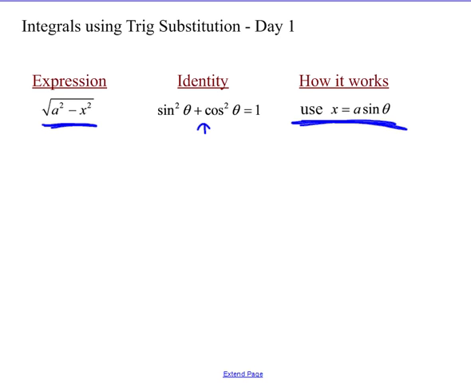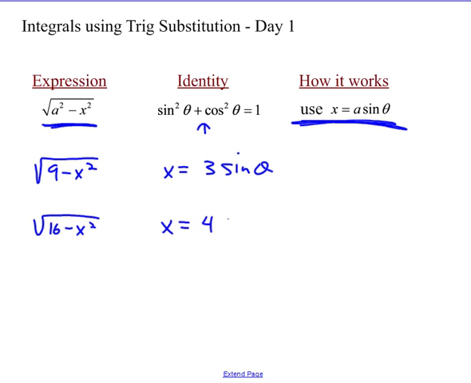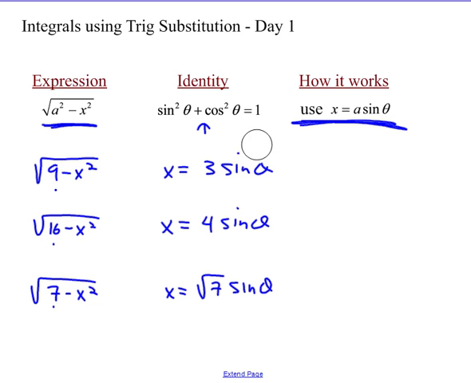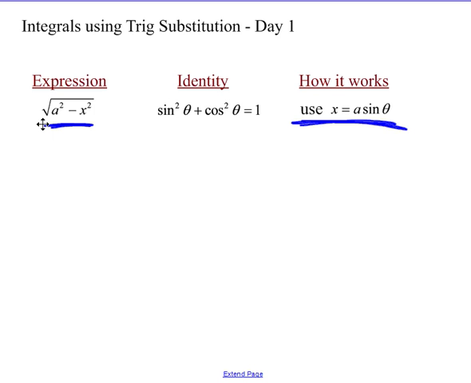Really quickly, what will this look like? We'll have things like 9 minus x squared. Then I would make x equal to 3 sine theta. Or if I had 16 minus x squared, then I would want to make x equal 4 sine theta, assuming it's the root. And you can even do it if it's square root of something like 7 minus x squared. Your x would become square root of 7 sine theta. So I want whatever is here to be something squared, and of course that would be the square root.